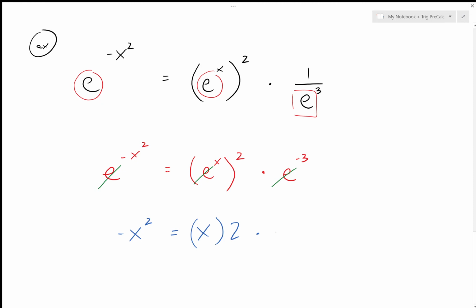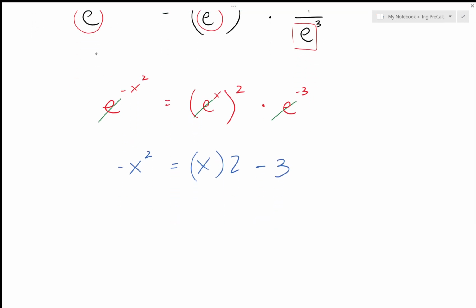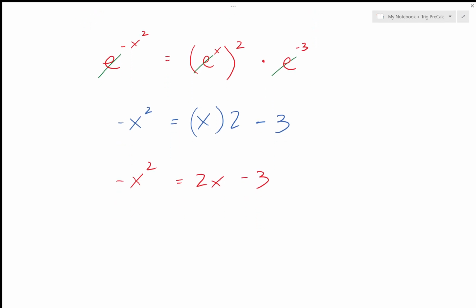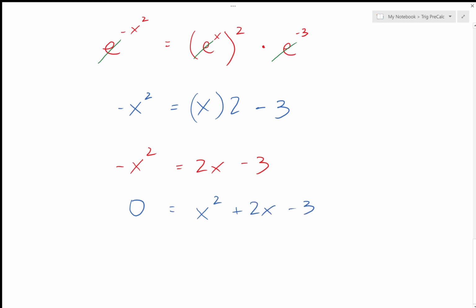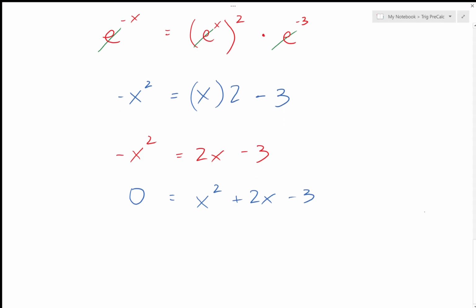Oh, and then my last term is a negative 3. I apologize, not multiply. Negative 3. All right, so cleaning all this up, we have negative x squared equals 2x minus 3, and just looking at that, that looks like something that we've factored in the past. Maybe bring everything to one side, it'll have three terms, positive x squared plus 2x minus 3, and then however your method is to factor and solve that.